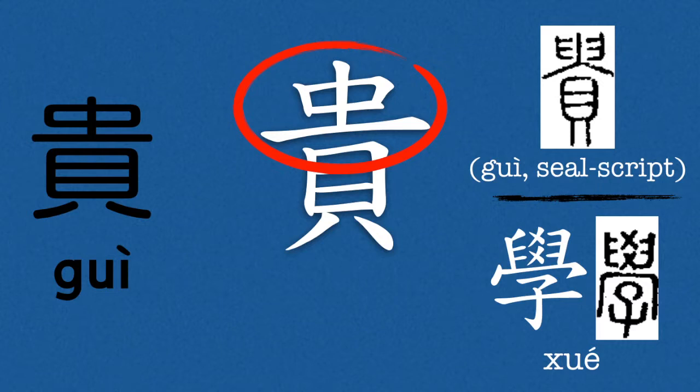Again, this isn't simplification in the modern sense. This didn't happen in the 20th century. What we're talking about here is a much longer historical process of scribal changes that erases the logic that was once present in the composition of the characters.